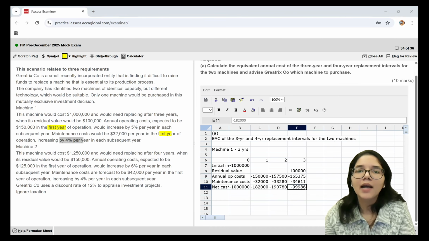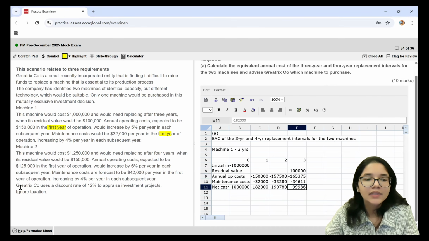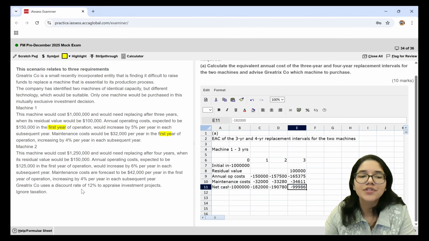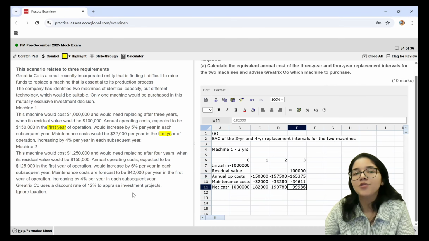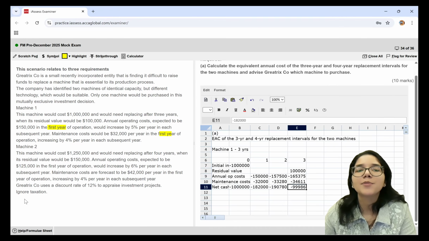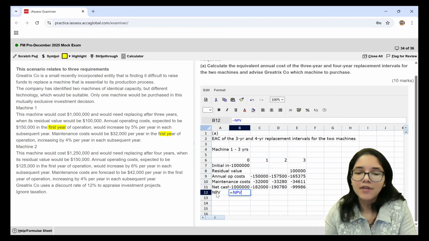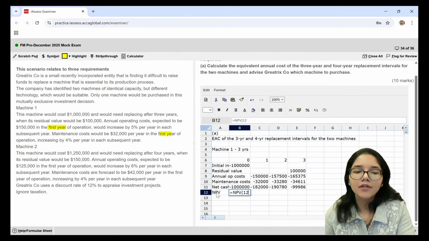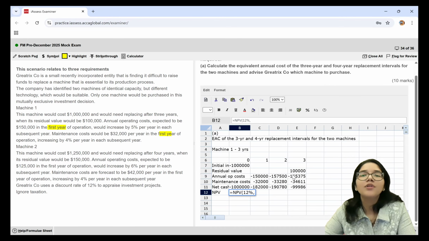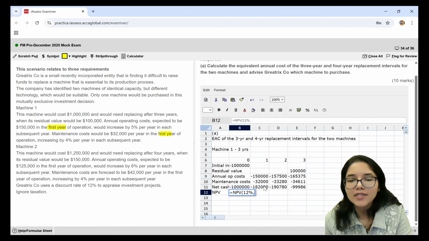So now I can finally apply the NPV formula. The cost of capital, let me have a look at the last line. Greatrix company uses a discount rate of 12% to appraise the investment projects, and I'm supposed to ignore taxation. So now I will calculate the NPV. So equals NPV. From this figure, you will take 12% as the first discount rate. Now we start to discount the cash flows right from the first year onwards.